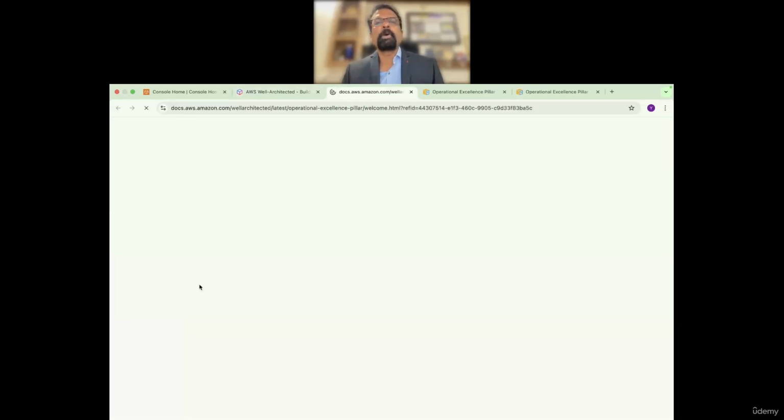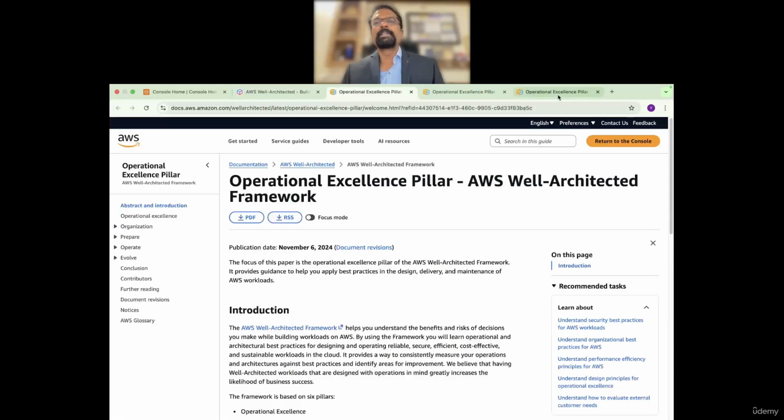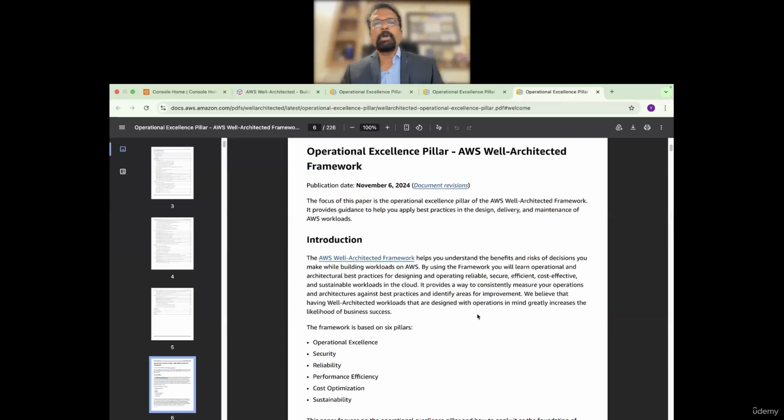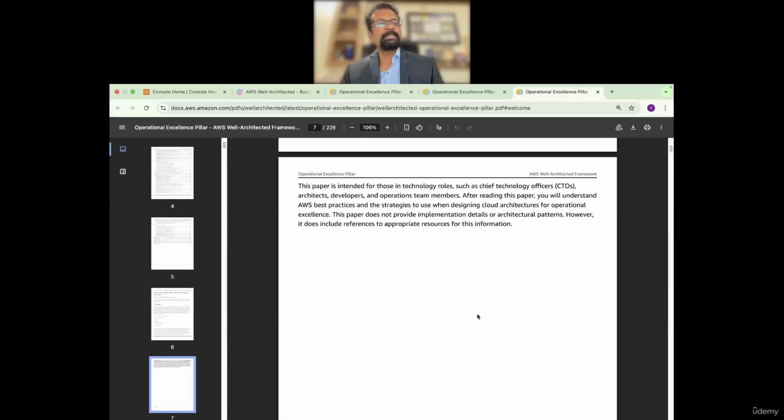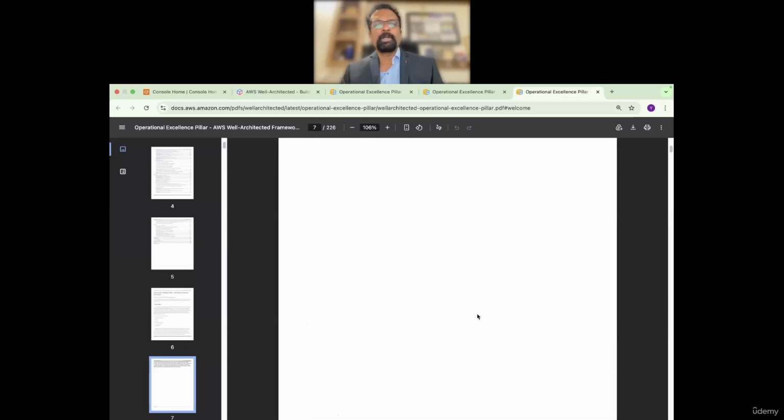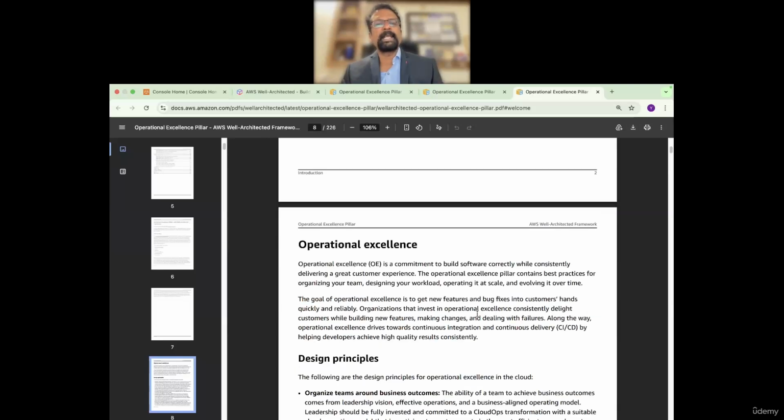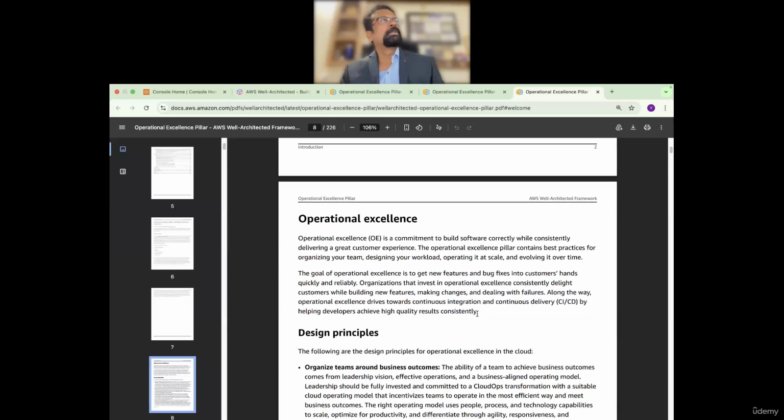Now let's look at how these documents are arranged. If I open the Operation Excellence PDF, I'm just giving you a blueprint of how these documents will look for you. First, it will explain what operation excellence means. Whatever I'm explaining, you can take and replicate for every pillar that is coming up, so you don't have to really worry. So let's look at operation excellence as a way for you to learn how to go through the document.